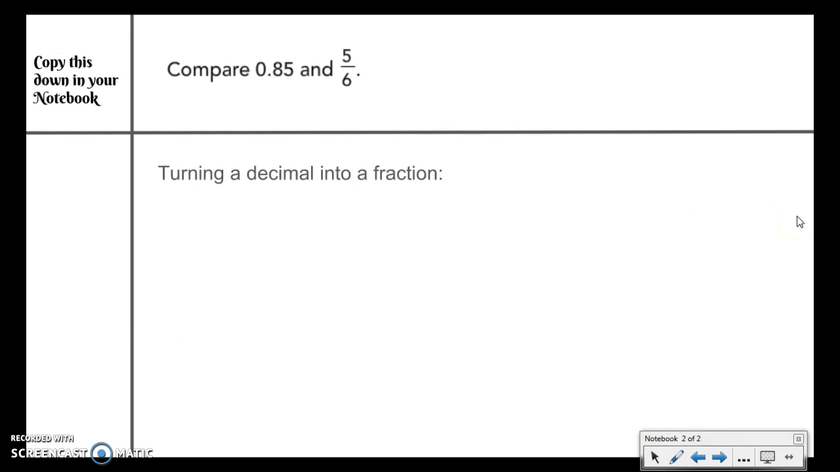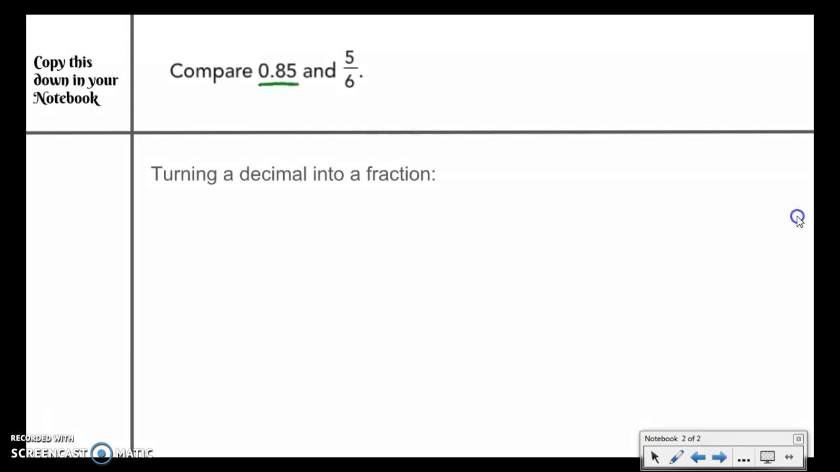Here's the first one. Turn it into a fraction. So you have our decimal up here, which is 0.85. We need to look at that 0.85 and figure out what place value the 5 is in. So we know that the 0 is in the 1's place, and 8 is in the 10th place. 5 is in the 100th place, and that's very, very important because that's going to let you know what your denominator is going to be.